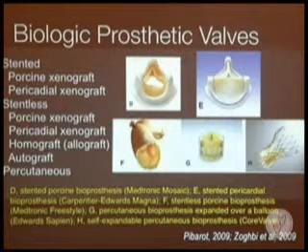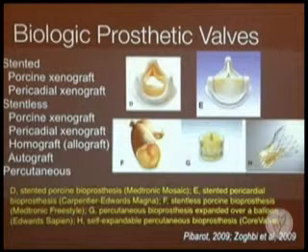The biologic prosthetic valve is divided into three kinds: stented, stentless, and percutaneous. This is the new one, the percutaneous bioprosthetic valve. This is the picture of a stented biologic prosthetic valve, and this is the stentless. The last two are percutaneous prosthetic valves.